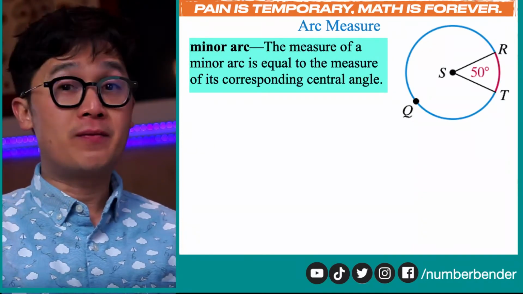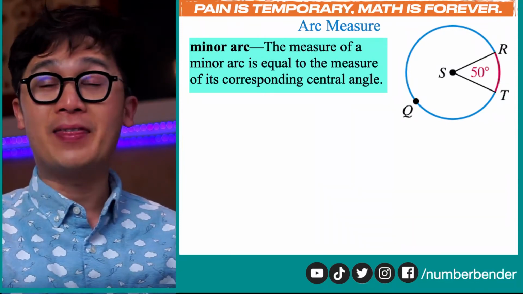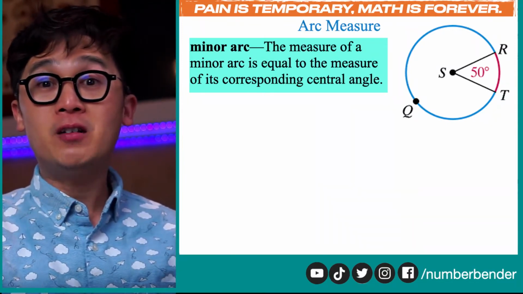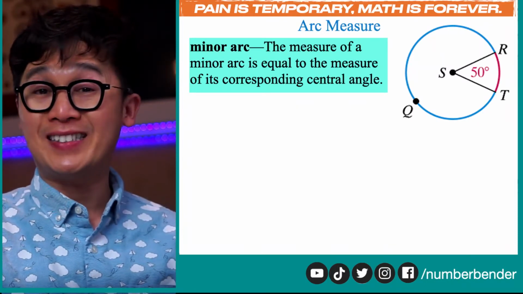And one of the theorems that we should remember about the minor arc is that the measurement of the minor arc is the same or equal to the measurement of its corresponding central angle.